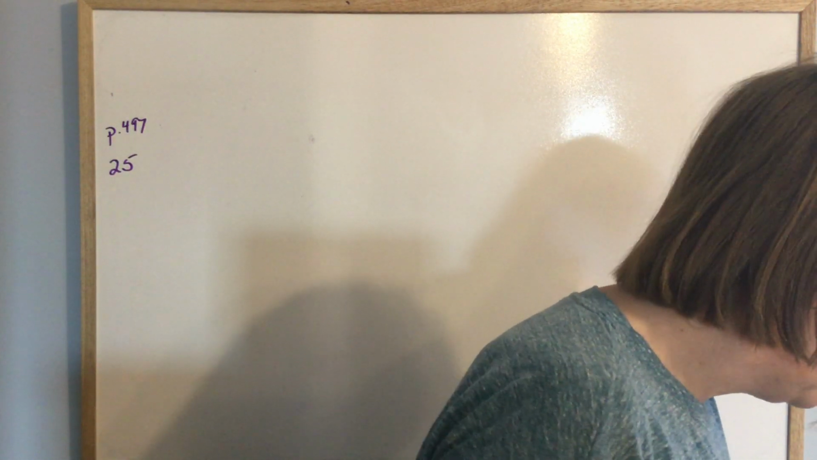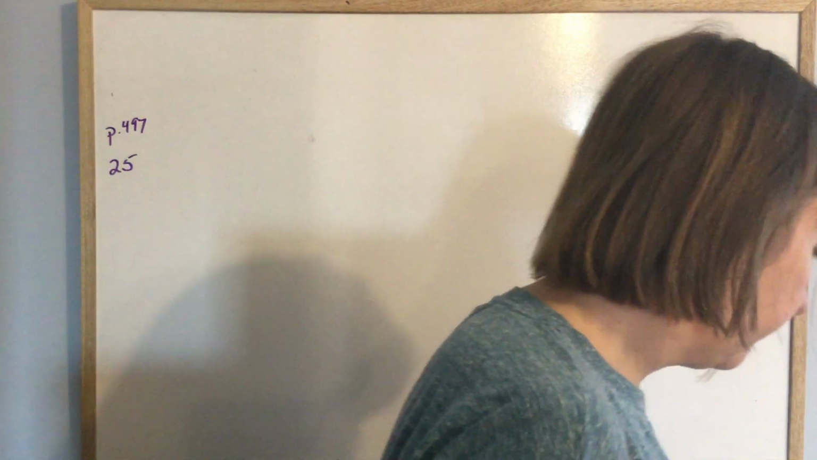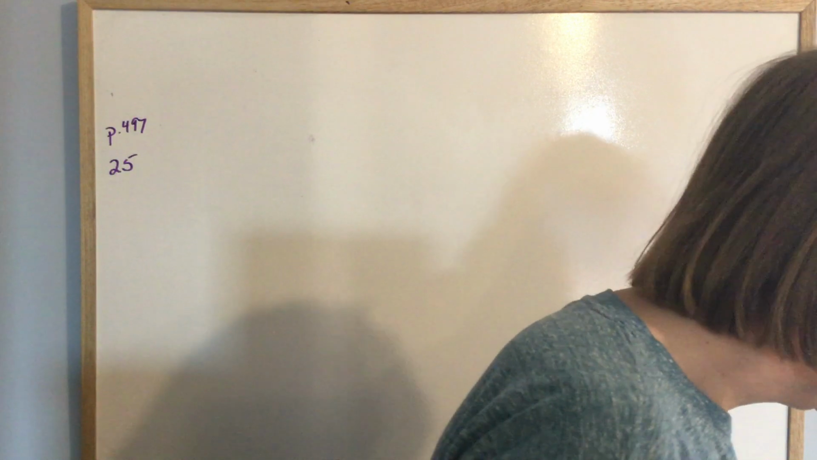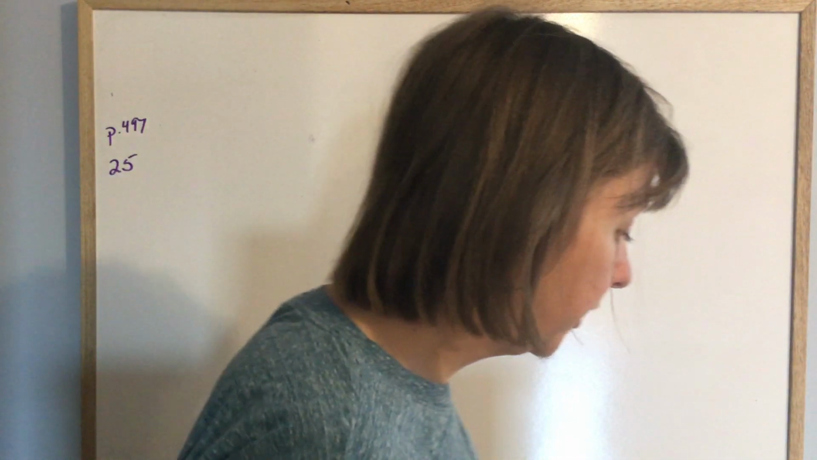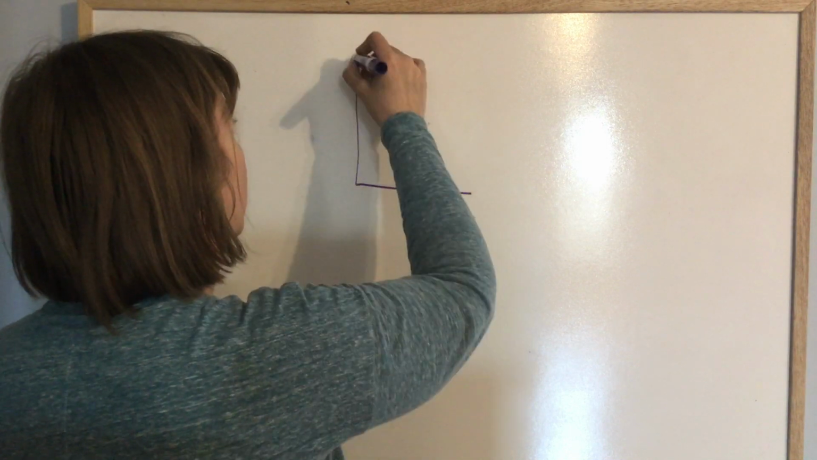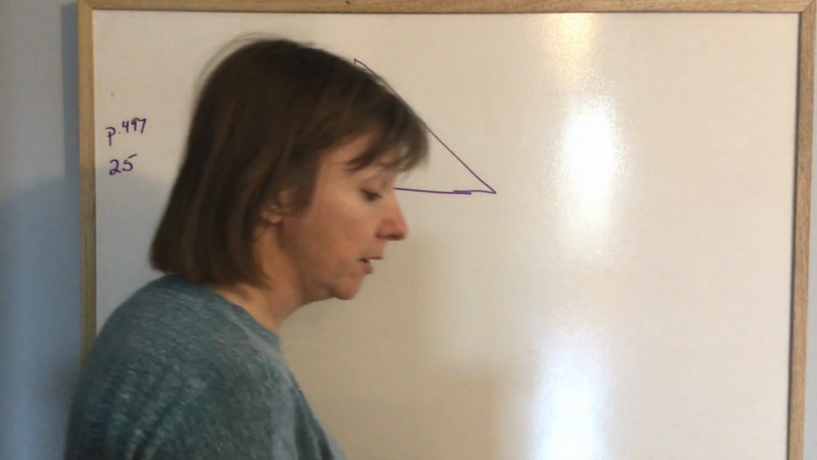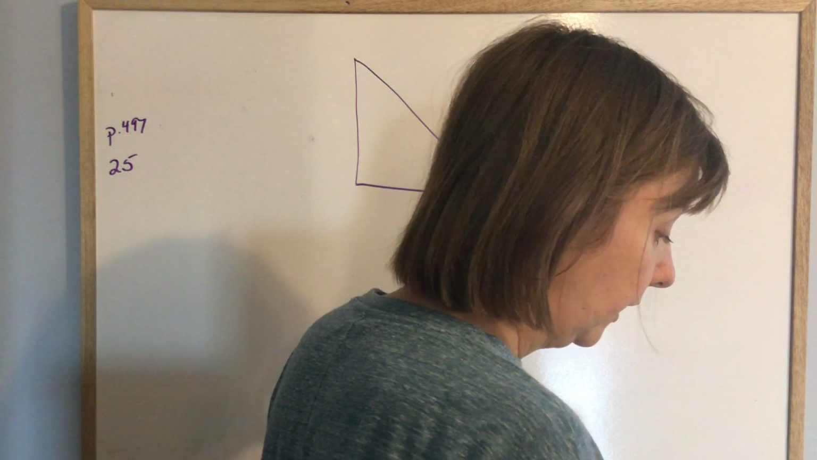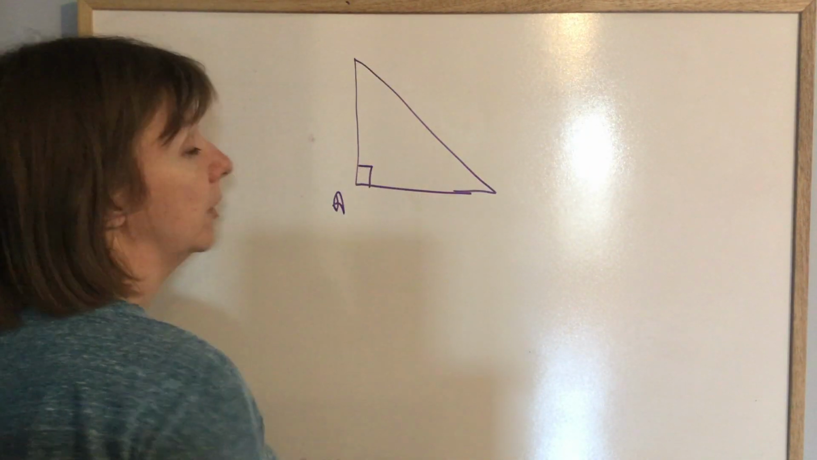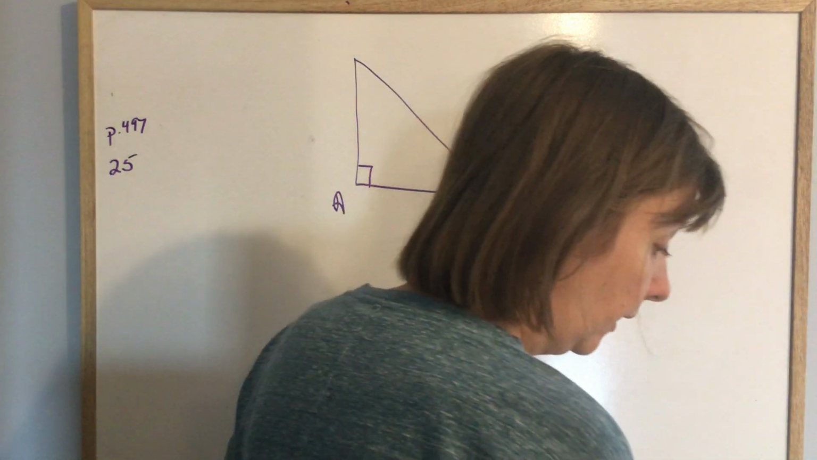All right, so page 497, number 25 was the question. So in number 25, they say you have triangle ABC. I don't care how you draw it. Doesn't make any difference. But angle A is your 90-degree angle. So there's my 90-degree angle.